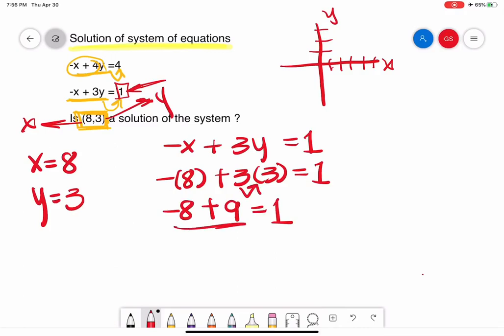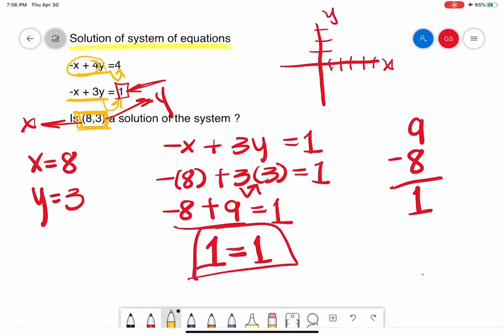Once we put this in the calculator, it should look something like this. So if we subtract 8 from 9, it will give us 1. So the answer would be 1 equals 1, which is also the answer we were looking for. So now knowing that these two coordinates work for the first one and they also work for the second one, we can say that this is the solution for the system of equations.